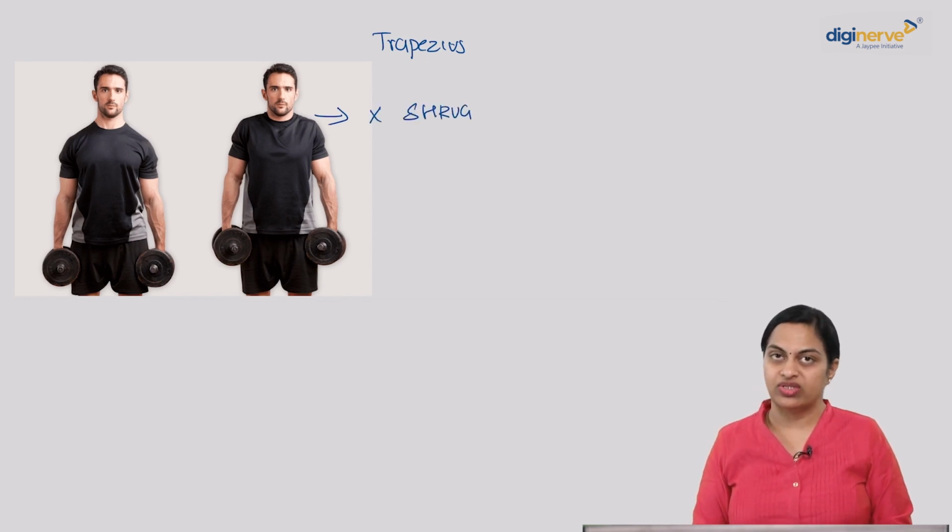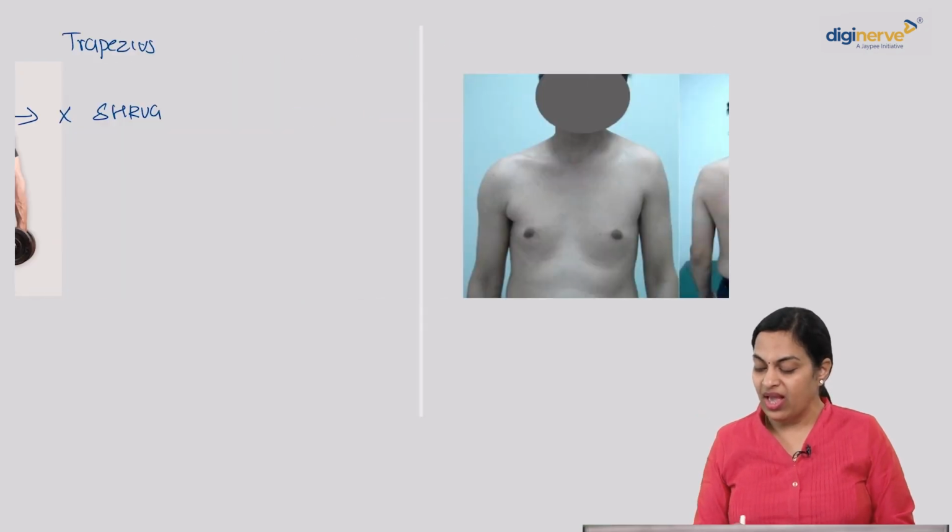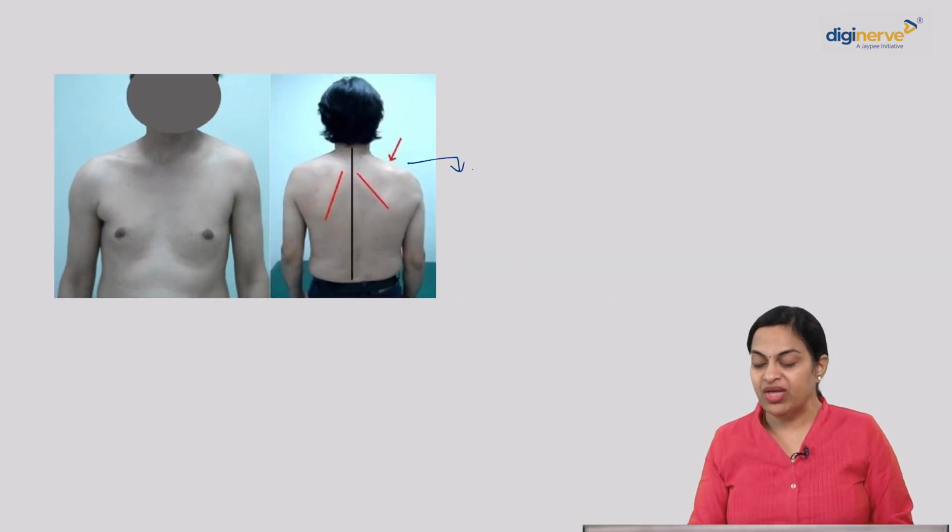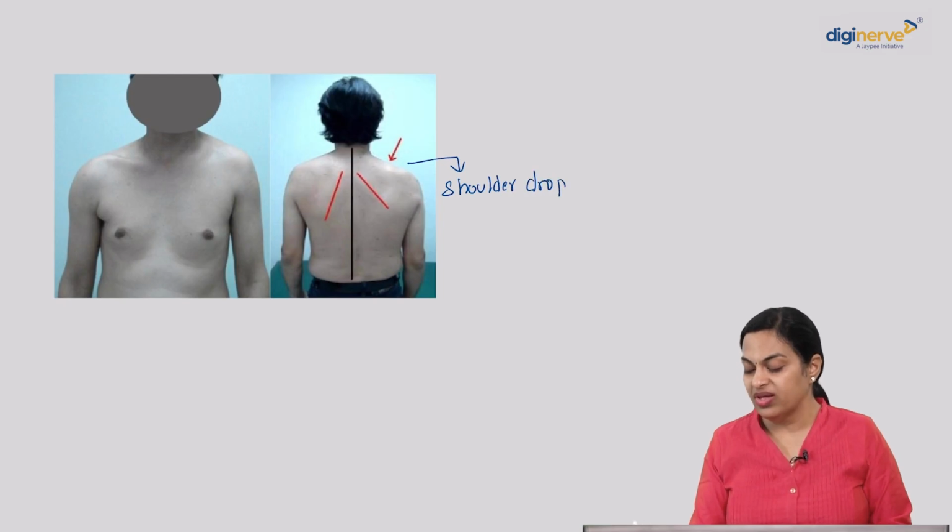We need trapezius to elevate, shrug the shoulders. So if it is paralyzed, patient cannot shrug the shoulders. Okay. And a typical shoulder drop will be observed.